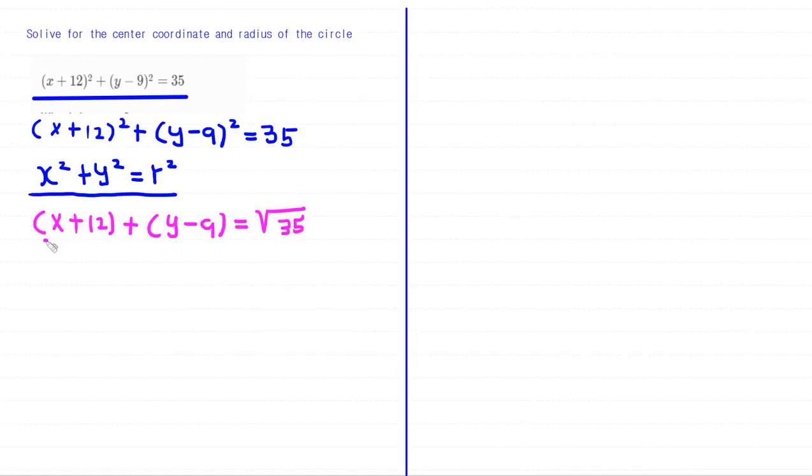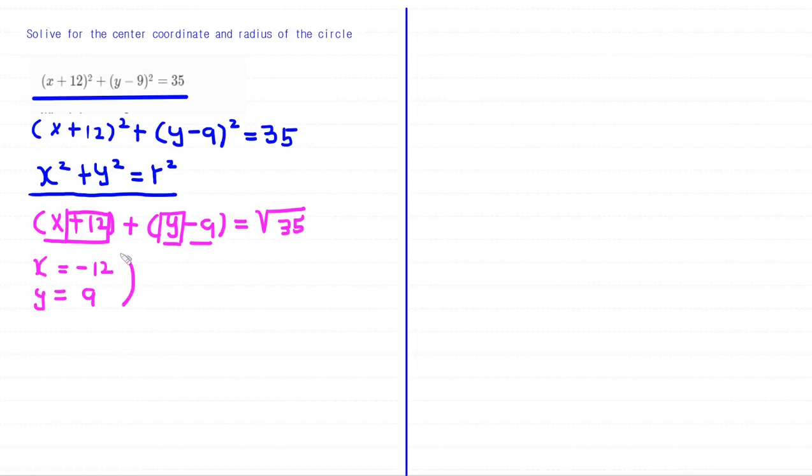And as we said last time in the previous step, the x should be negative 12, which is the opposite of the positive 12. It is kind of like a quadratic equation equal to 0, but it is different because it is the square root of 35. The x term is going to be equal to negative 12. And for the y, it is negative 9, so it should be positive 9.